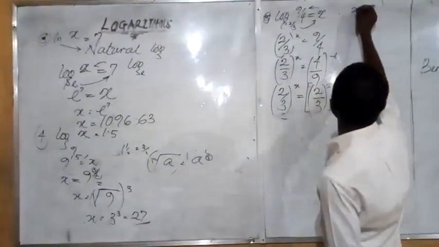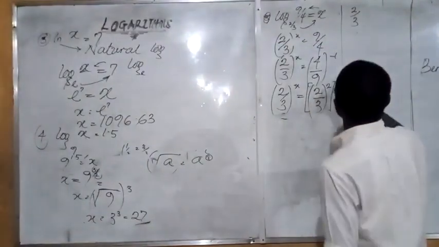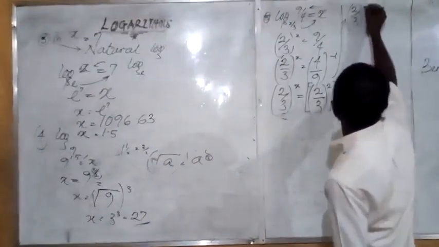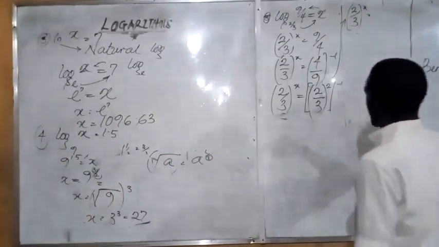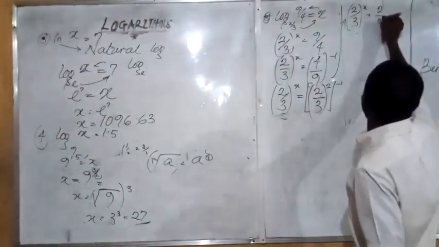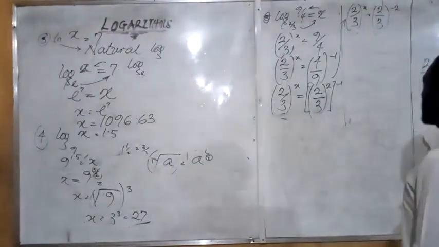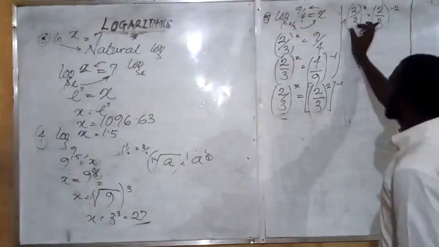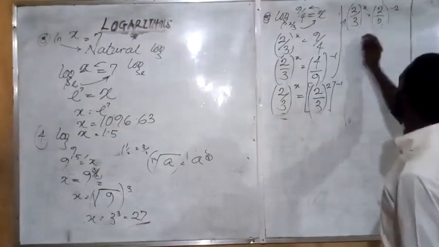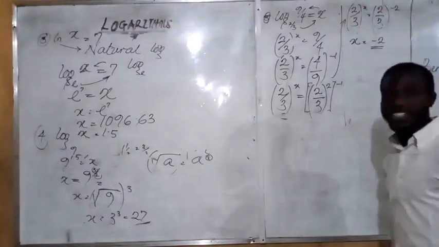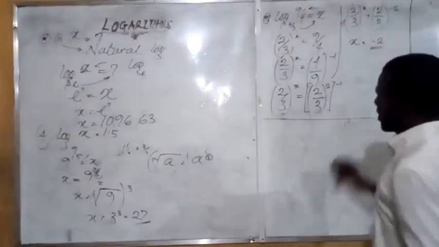It means that 2 over 3, all raised to power x, is equal to 2 over 3 again, all raised to minus 2. This multiplies this. Now you see the way we've been doing it, this is equivalent to this, definitely this must be equivalent to this. So x is equal to minus 2. And that becomes our answer. As simple and short as that.